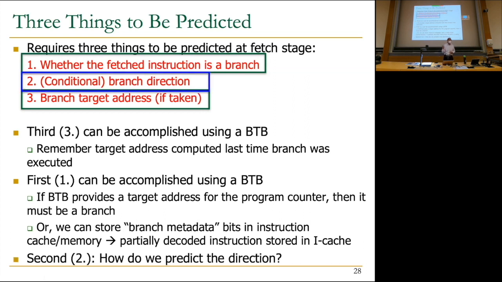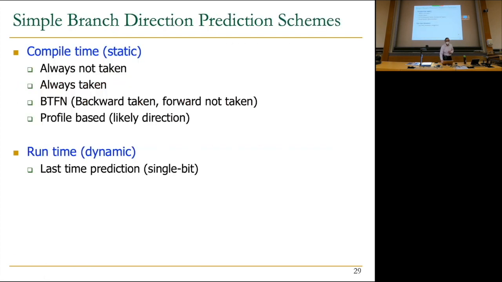The key question is the second one, basically. How do you predict the direction of the branch? Is it taken or not taken? How do you reduce this branch to a single bit, basically, taken or not taken? And that's what we're going to cover in the next lecture. So I'm going to stop here. We're going to cover a lot of methods to do branch prediction, direction prediction.